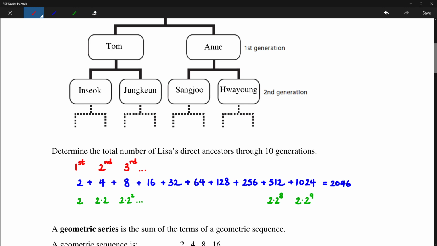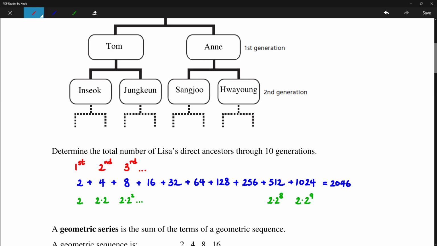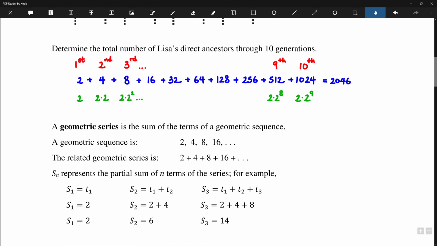Okay, so obviously we don't want to be writing out the individual terms every time because that would be very time consuming. So we're looking for some sort of formulaic way to find these sums. Okay. But before that, some notation.